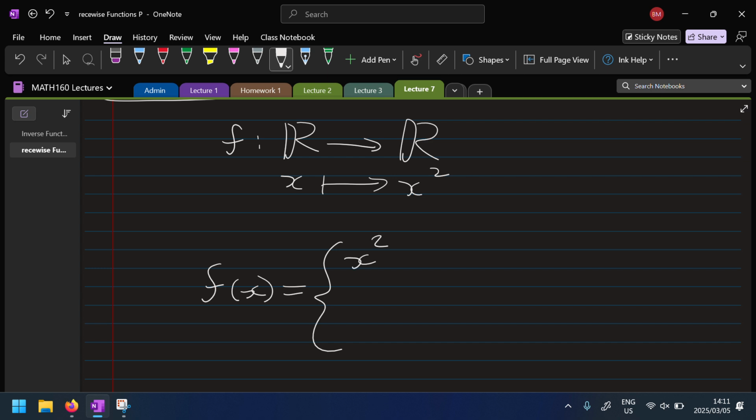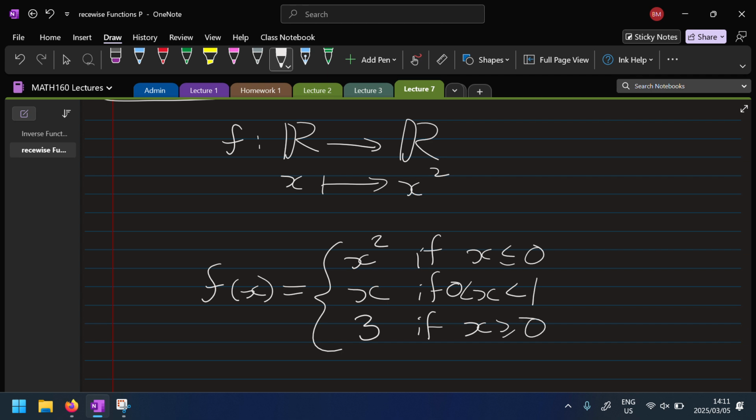So let's say the rule is x squared if x is negative. So if you give me a negative x value, I give you x squared. Then maybe I want it to be x if x lies between 0 and 1. Different part of the domain, different rule. Nothing says we can't do that. And then maybe I want 3 if x is greater than or equal to 0.